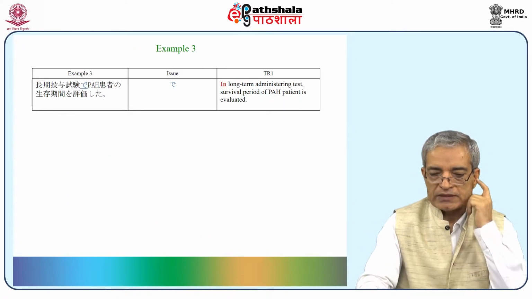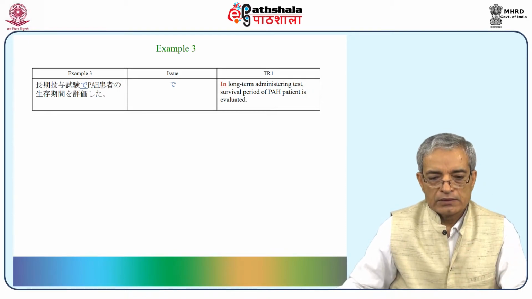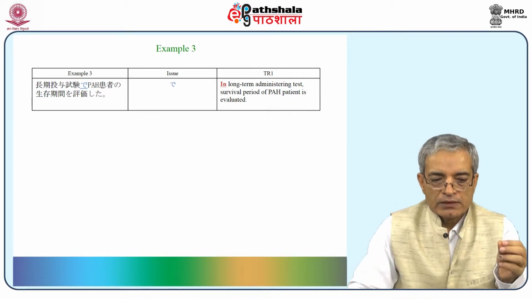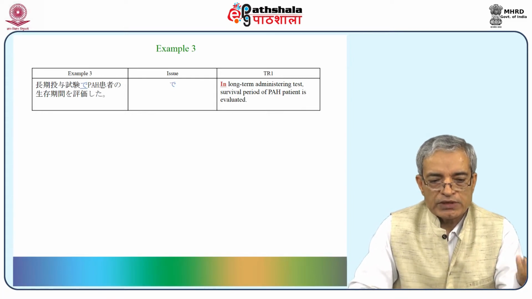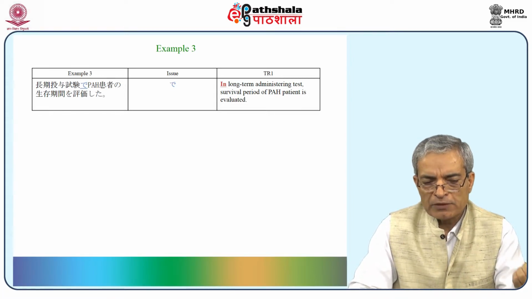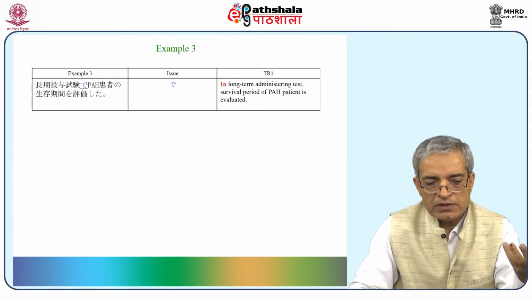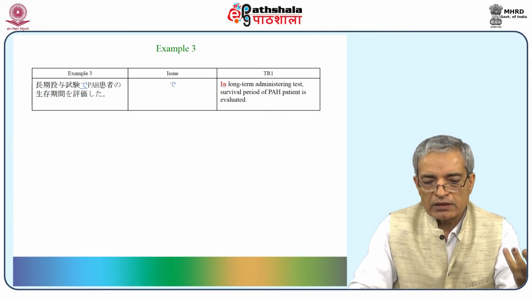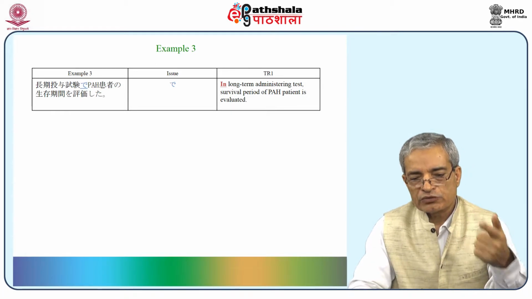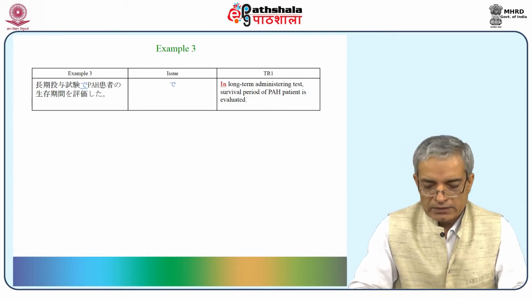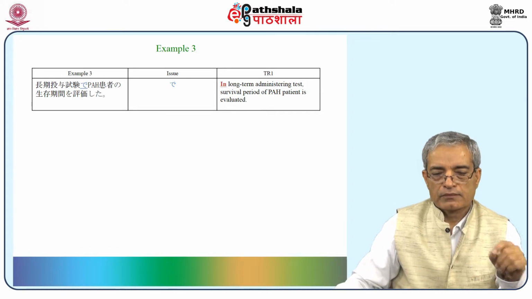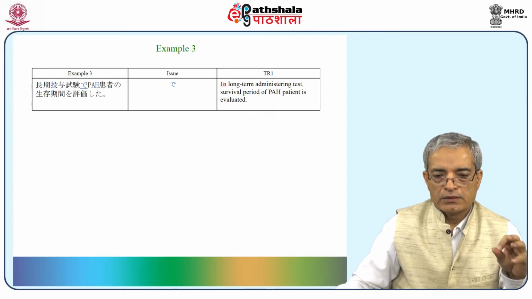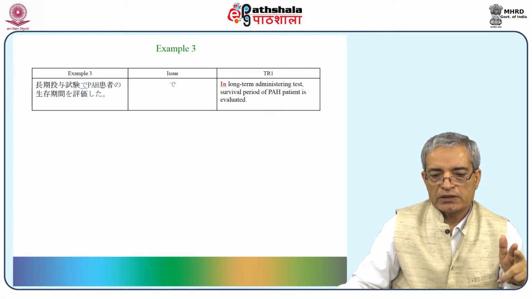Let's go to the next example. Example 3 is: Choki toyo shiken de PH kanja no seizon kikan no hyouka shita. It appears to be little Greek because the words are scientific, but let's see, are they really? Yes, can you read the translation? In long-term administrative test, survival period of PH patient is evaluated. Here also the issue is "de", and the translation for "de" is "in".